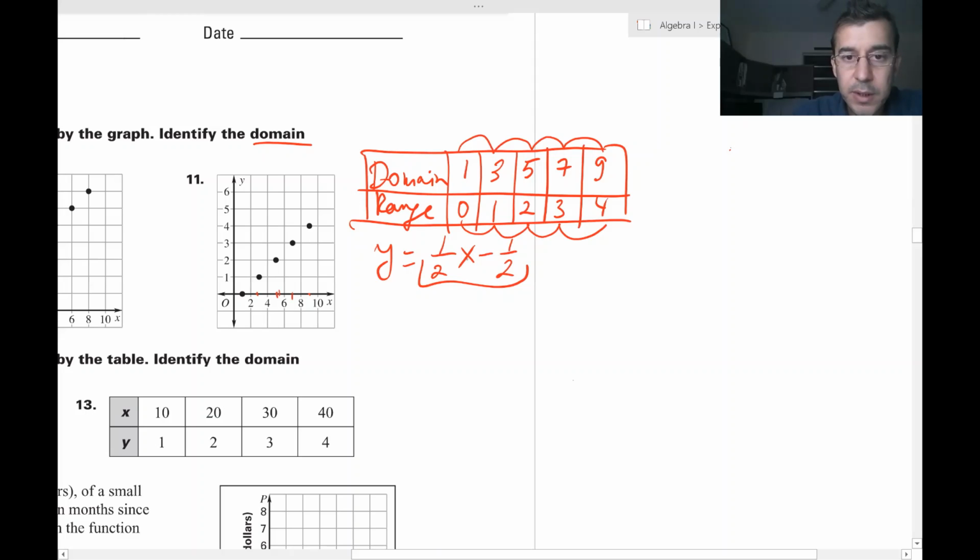When x is 3, 3 times 1 is 3. 3 divided by 2 is 1/2, minus 1/2. It's 1.5 minus 0.5, it's 1. So yes, this works for the second one. When x is 5, 5 divided by 2 is 2.5, minus 0.5 is 2. Yep. When x is 7, 7 divided by 2 is 3.5, minus 0.5 is 3. When x is 9, 9 divided by 2 is 4.5, minus 0.5 is 4. Yes, so this is the function for 11, 1/2 x minus 1/2.